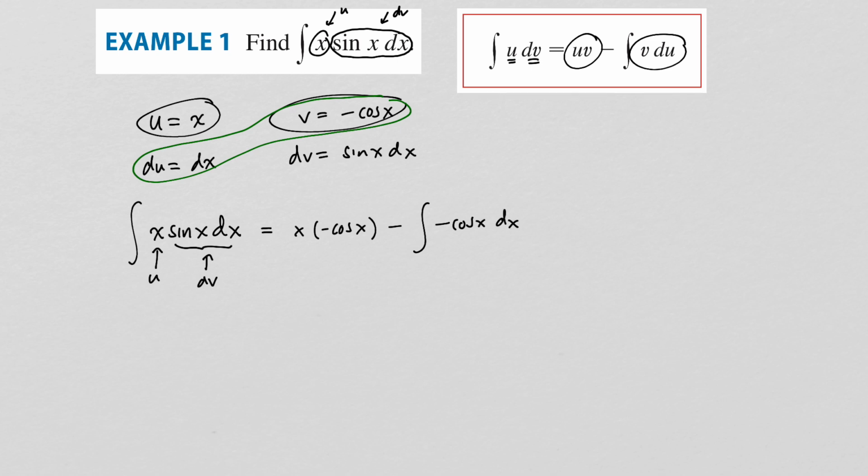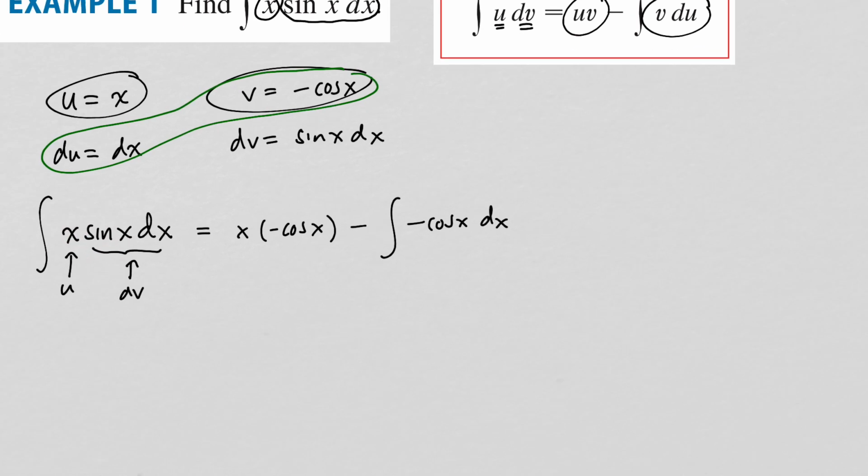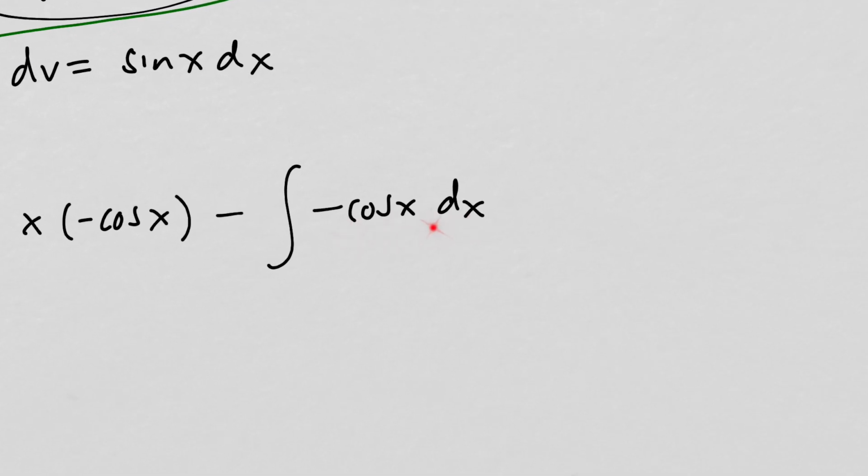And this is definitely an improvement, because the reason we couldn't do this integral in the beginning is because we had the product of an algebraic function and this trigonometric function. And we know how to take the antiderivative of each one of these separately, but we don't know how to take the antiderivative of the product of these two. Now we know it improved because look at the integral that you have over here.